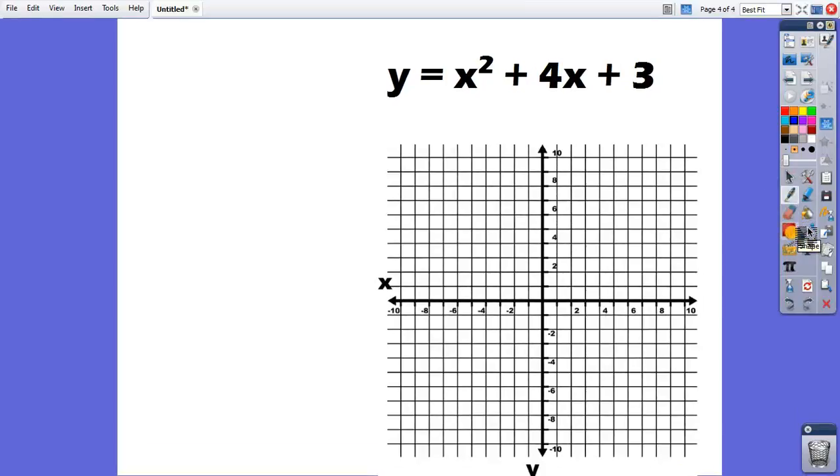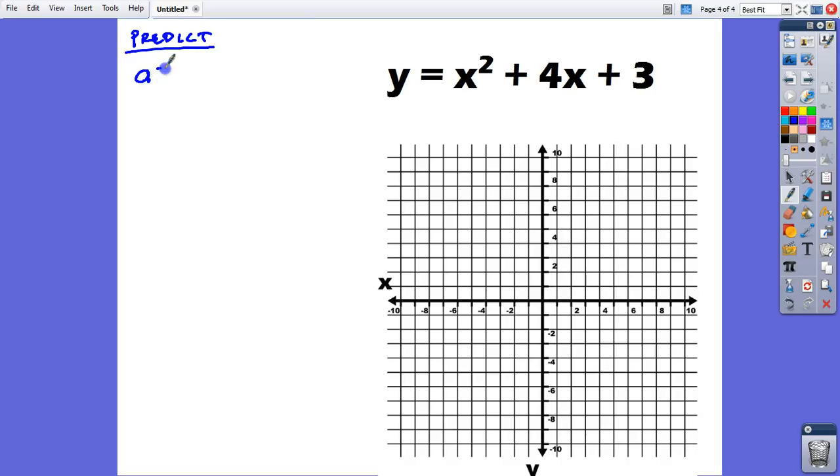Alright, let's do one more example. Now once again, we're going to try to do this in two steps. Step one is we're going to try to predict what our graph is going to look like before we actually get into it. Then we're going to graph it. So again, your work on this assignment, whether it's today or the next day, is going to look like this.